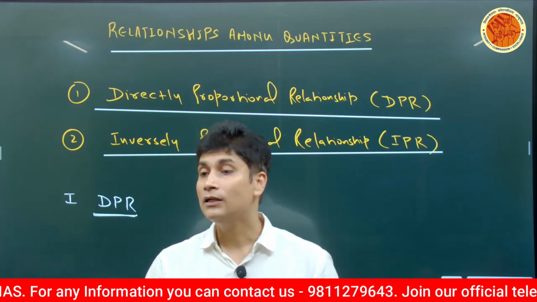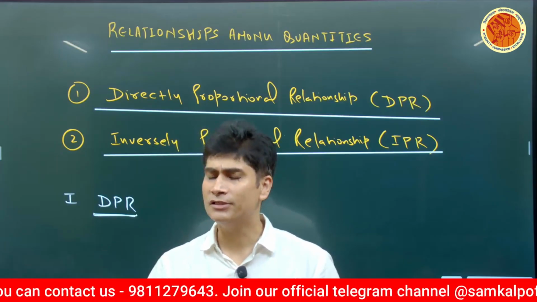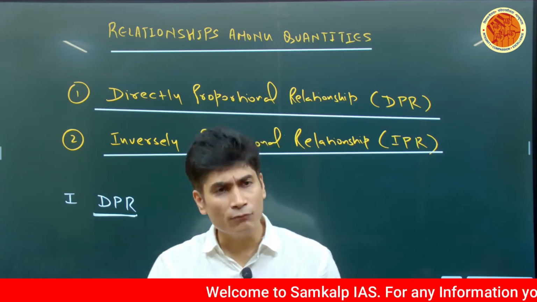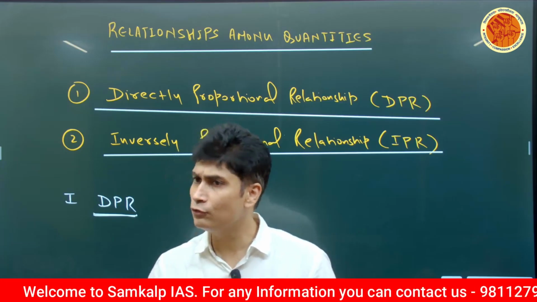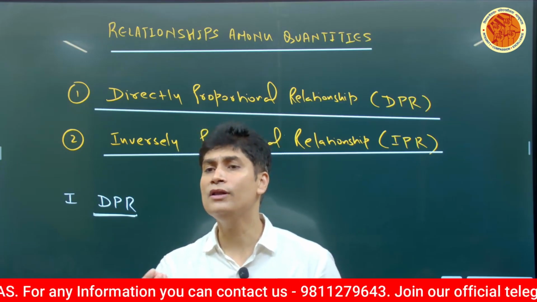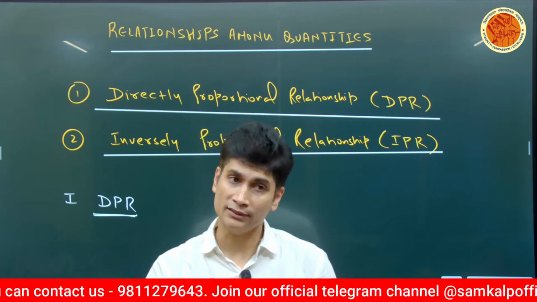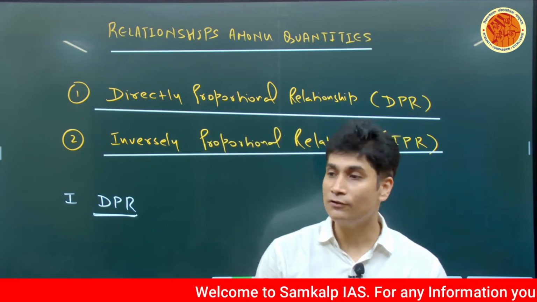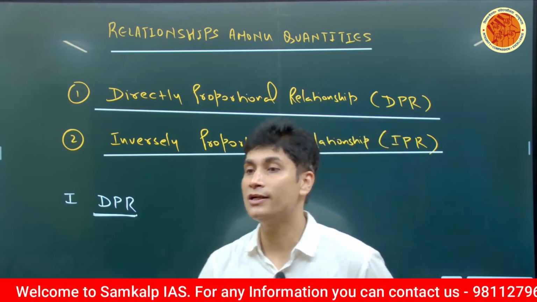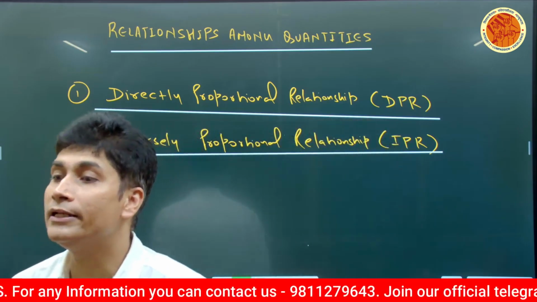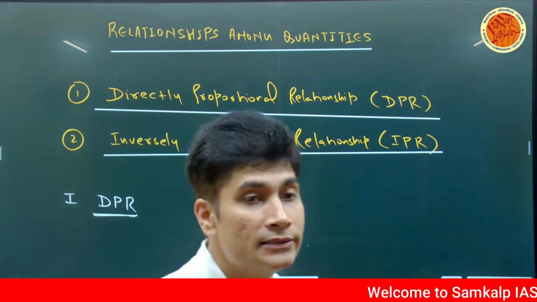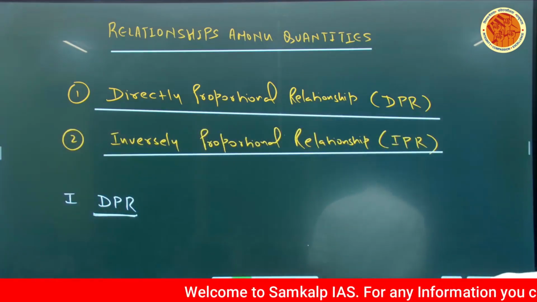This is simple. Now another example: work is directly proportional to time. So if you give more time, you will do more work. If you give lesser time, you will do lesser amount of work. That's it. Same vice versa in the case of inverse proportional relationship. If one quantity increases, then corresponding quantity decreases, and if one quantity decreases, then corresponding quantity increases, right?